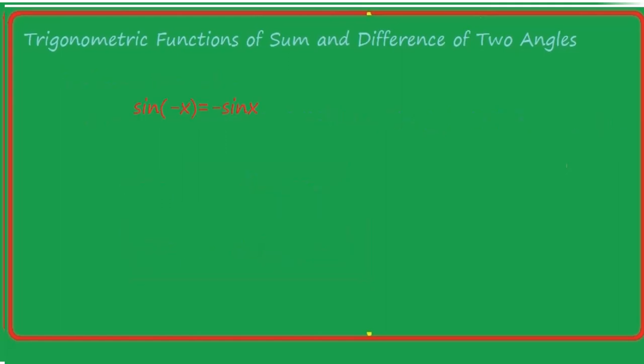The next result, you know this result. In the previous video we have already studied this. What is sine of minus x? Sine of minus x is minus sin x, whereas cos of minus x is cos x. This also we will use.